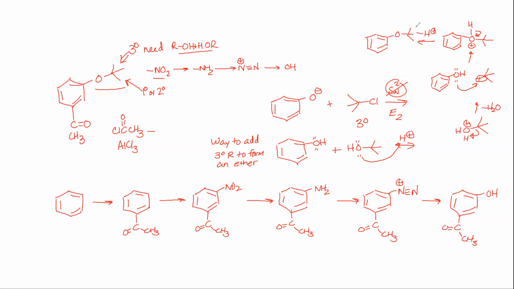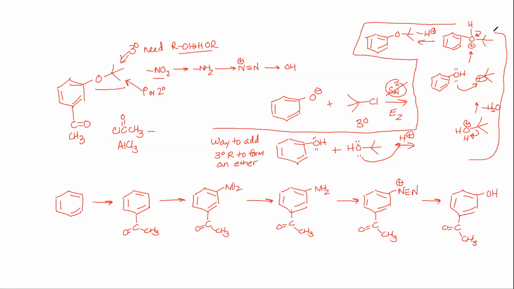We didn't really talk about how to add a tertiary group to make an ether, although there are tons of practice problems. So this sequence right here would be the way to add a tertiary group. You have to do that by using, basically, an SN1 mechanism instead of SN2.